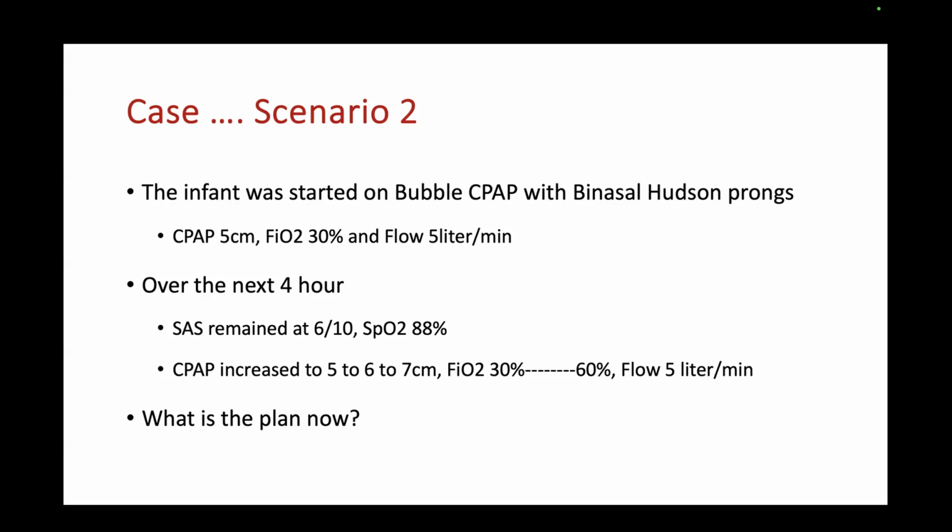Baby still is hypoxic. His saturations are still less than 90%, although the score has decreased from 8 to 6 and then 6 to 5, but the baby remained hypoxic. So what do you do now? Even with the maximum pressure of 7, with a maximum FiO2 of 60%, the baby continues to have increased work of breathing, saying that his lungs are still not open. So what do we do now?